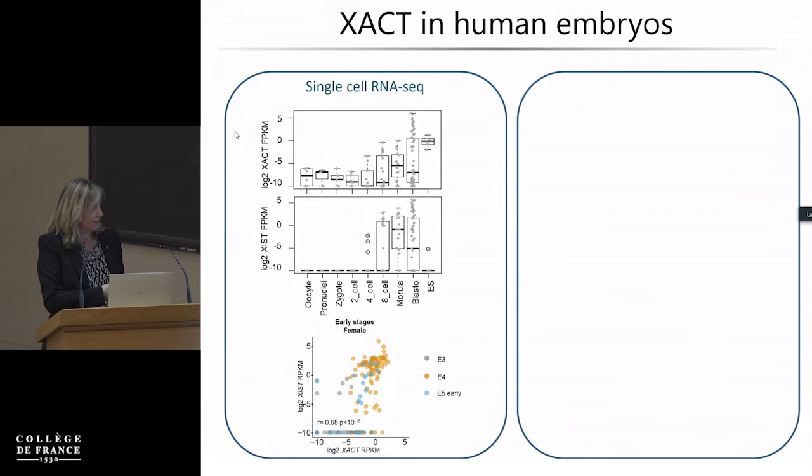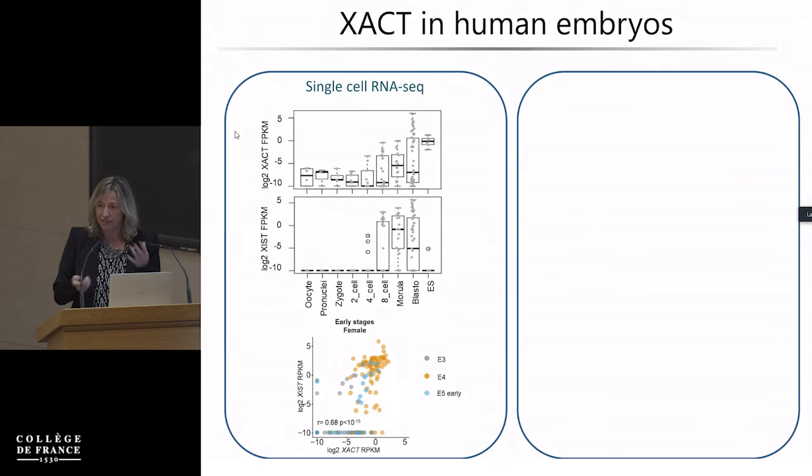And when we compare the expression of XACT and XIST at the single cell level, we see that their expression is highly correlated. So, meaning that there seems to be maybe co-regulation, even though they are localized very far away. But XACT is the gene that shows the most correlation with XIST in early human development. So we have two long non-coding RNAs that are able to coat the chromosome from which they are expressed, and which are expressed in the same cell.